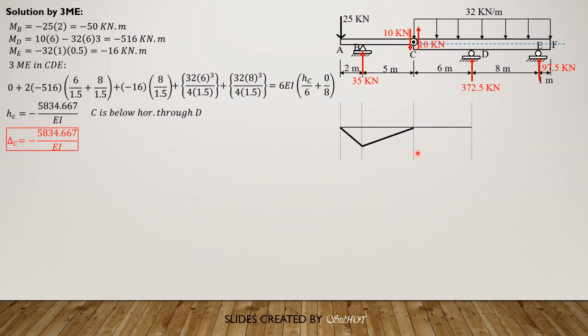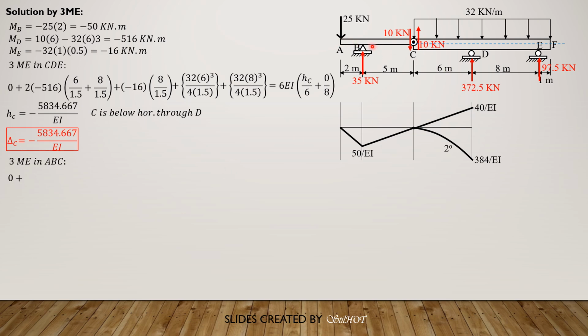Then for the portion CD, let's make the moment center at D. Then we have 10 times 6, 60 divided by 1.5 because the moment of inertia is 1.5, so it becomes 40 over EI, while the moment due to the load is 32 times 6 times 3 divided by 1.5, which is 384 over EI. So this is the portion of the moment diagram that is important in computing the other elements required in this problem.